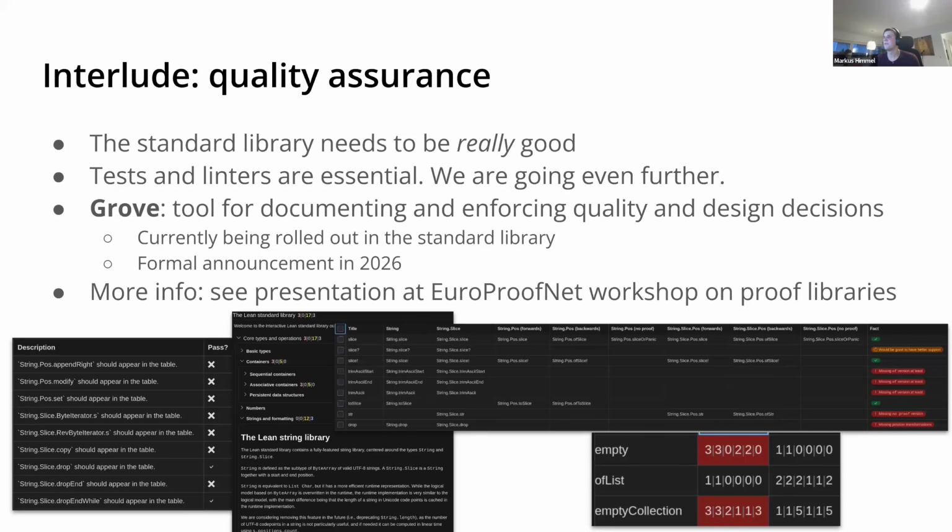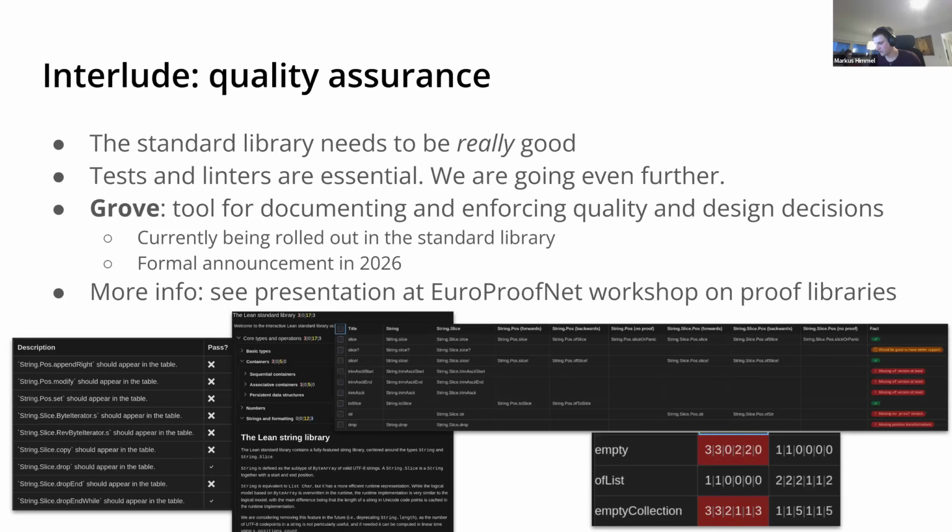But we are going to go even further to catch all of those things that tests and linters have difficulty finding, for example, completeness or certain consistency issues. And for this, behind the scenes, we've been building a tool called Growth, which basically takes the form of an interactive living design document that evolves as the library evolves, and that contains all of the design decisions and tests and tables and other information about how well we're actually following our own design decisions.